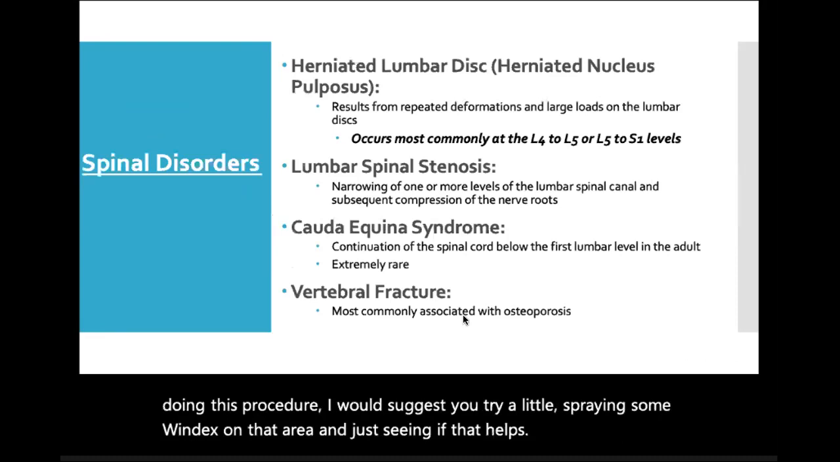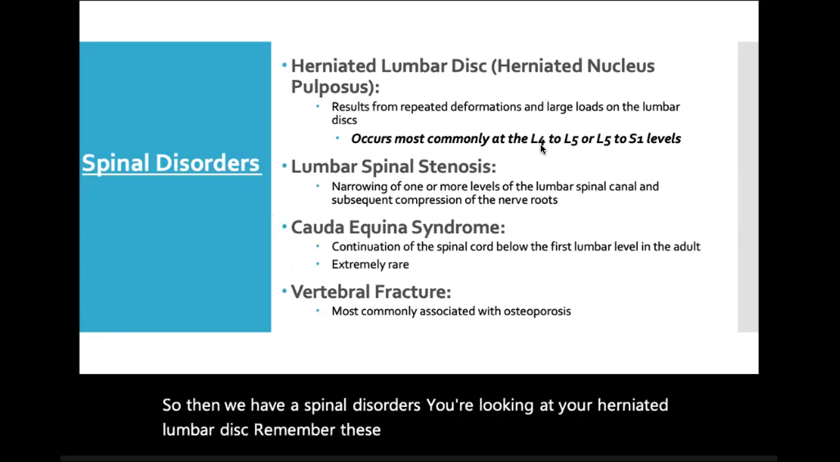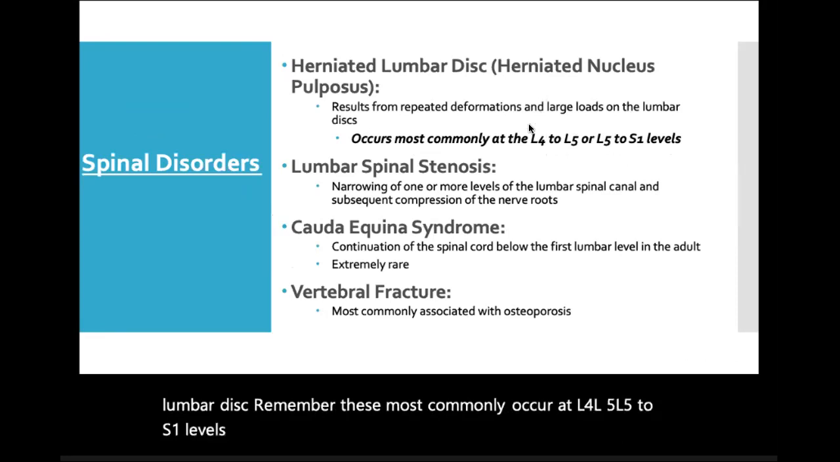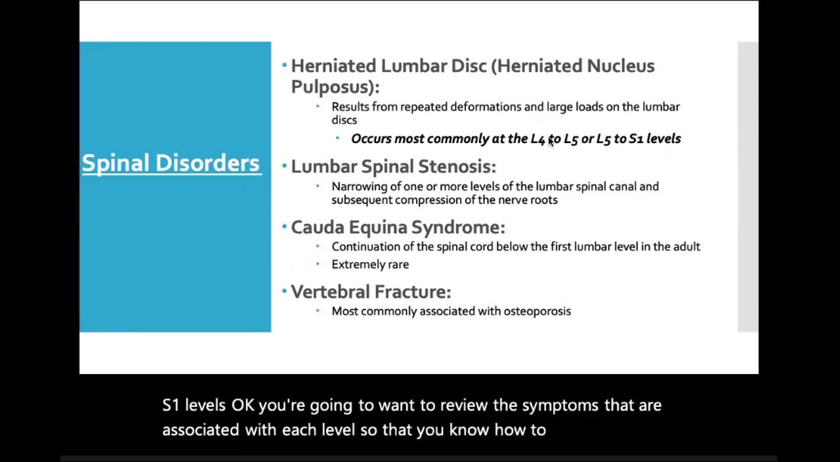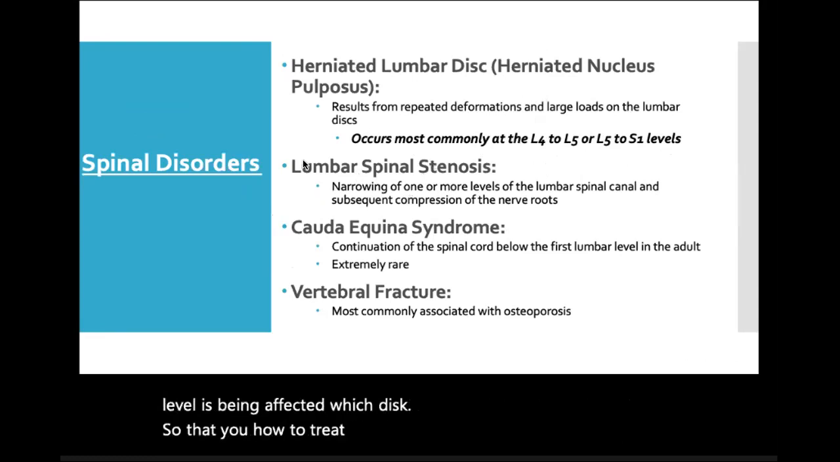Okay, so then we have spinal disorders. You're looking at your herniated lumbar disc. Remember, these most commonly occur at the L4, L5, L5 to S1 levels, okay? You're going to want to review the symptoms that are associated with each level so that you know how to pinpoint which level is being affected, which disc, so that you know how to treat and diagnose your patients.